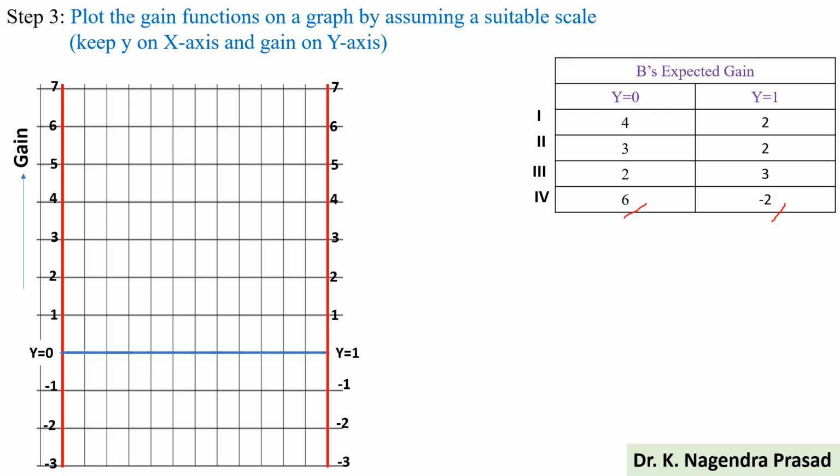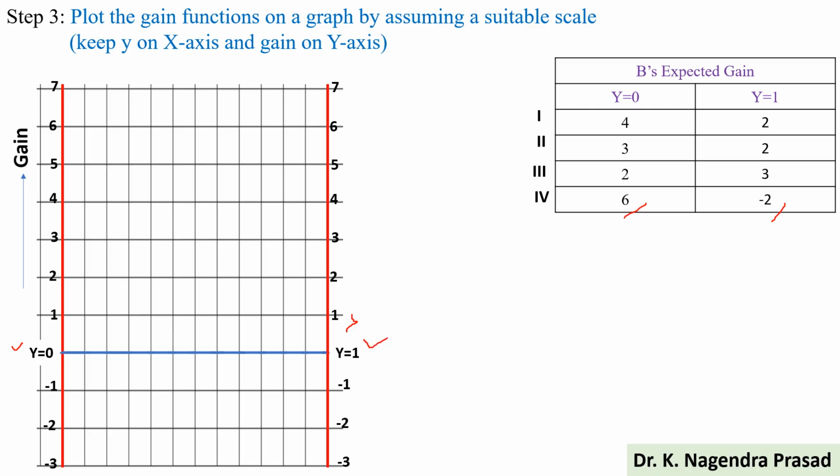So we consider 1 centimeter equal to 1 unit, and we have to mark the y-axis up to 7 on the positive side and up to minus 3 on the negative side at y equal to 0, as well as we have to draw it at y equal to 1 also.